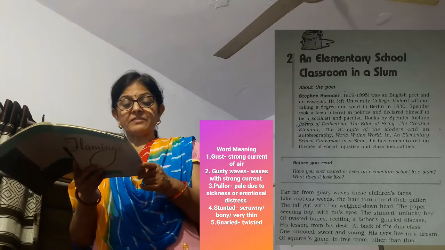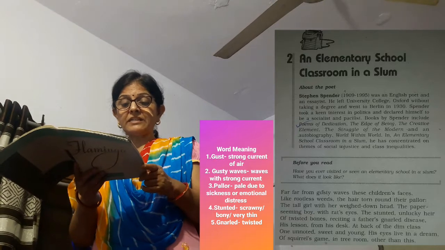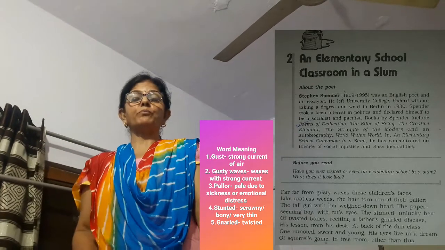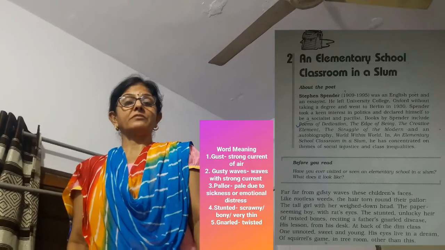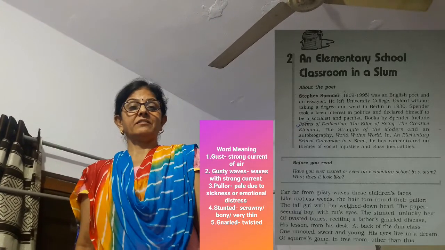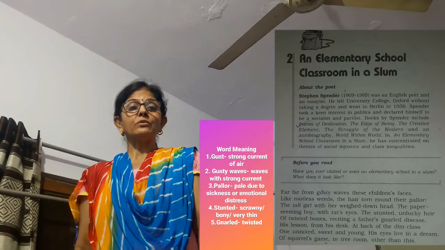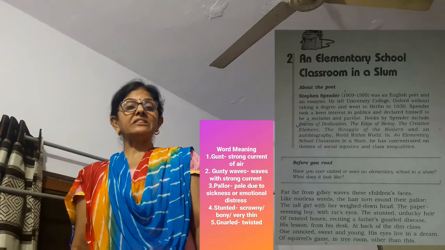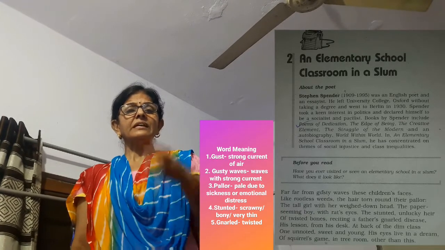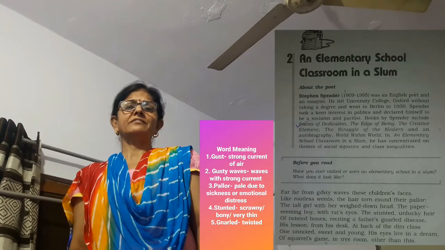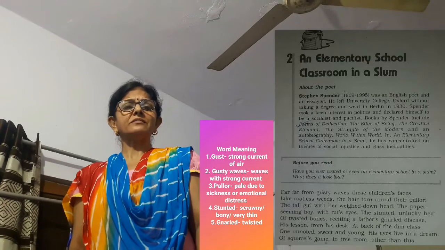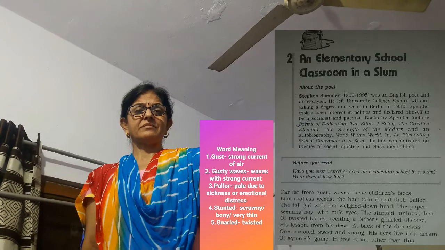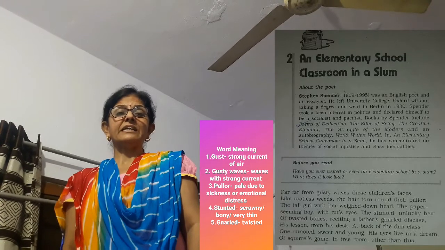These children's faces like rootless weeds, the hair torn round their pallor. Pallor, P-A-L-L-O-R, means pale. Pale due to sickness, pale due to distress. The torn hair, what does it mean? Torn hair means unkempt hair, uncombed hair, tangled hair.